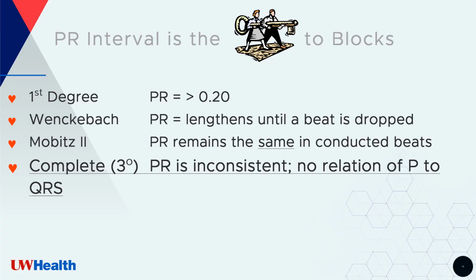If this helps you, it has helped other students. First degree heart block is constant but long. Wenckebach is lengthened. Mobitz 2 is the same when you have a conducted beat, but in complete heart block, the PR interval is totally inconsistent and there's no relation between the P waves and the QRSs.